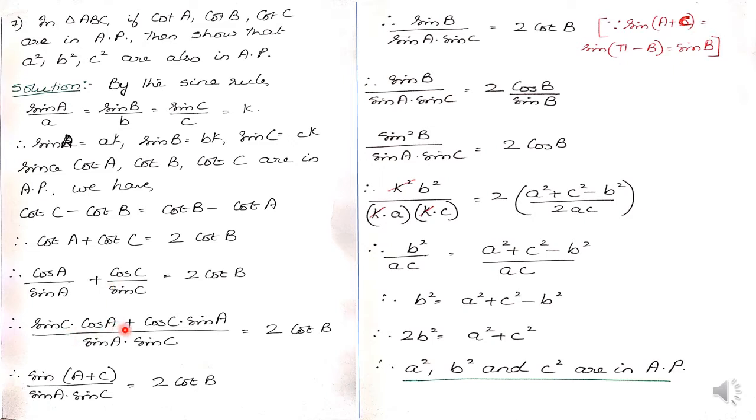Then, on the LHS, we cross multiply. So, we get sin C cos A plus cos C sin A upon sin A into sin C. So, the denominator becomes common. Then, in the numerator on the LHS, we observe that this is the formula for sin A plus C. So, the term is modified and written as sin A plus C upon the denominator, which remains the same, and the RHS also remains the same.